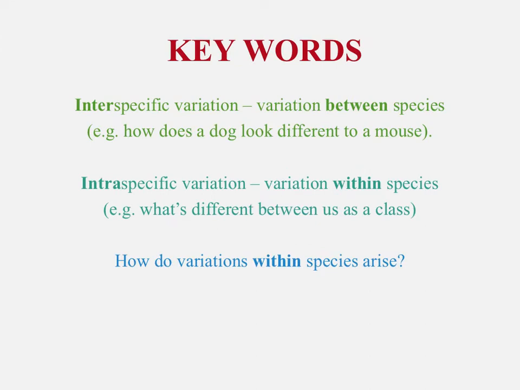So looking at these keywords, we've got a couple of different words that you might not have seen before, but you also might have. So interspecific variation is the variation that occurs between a species.